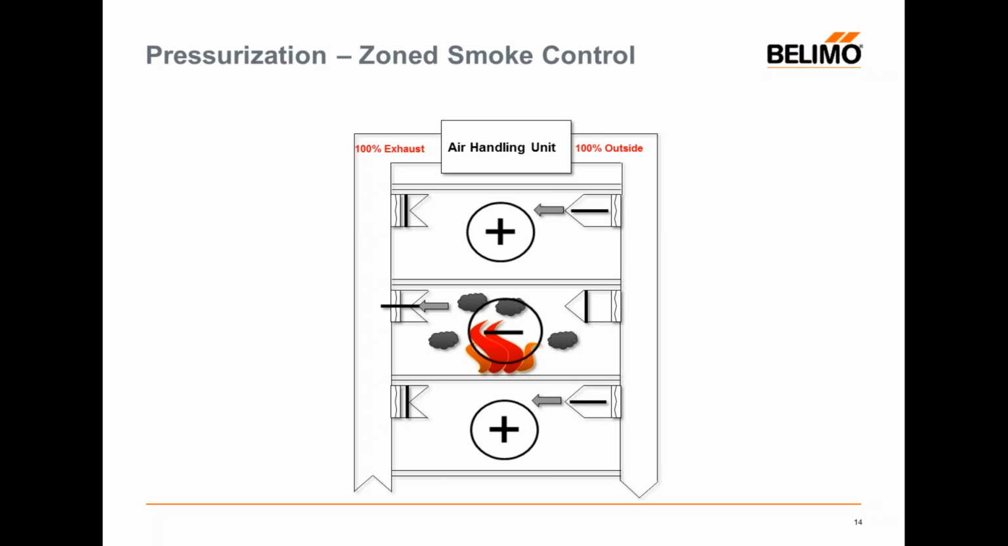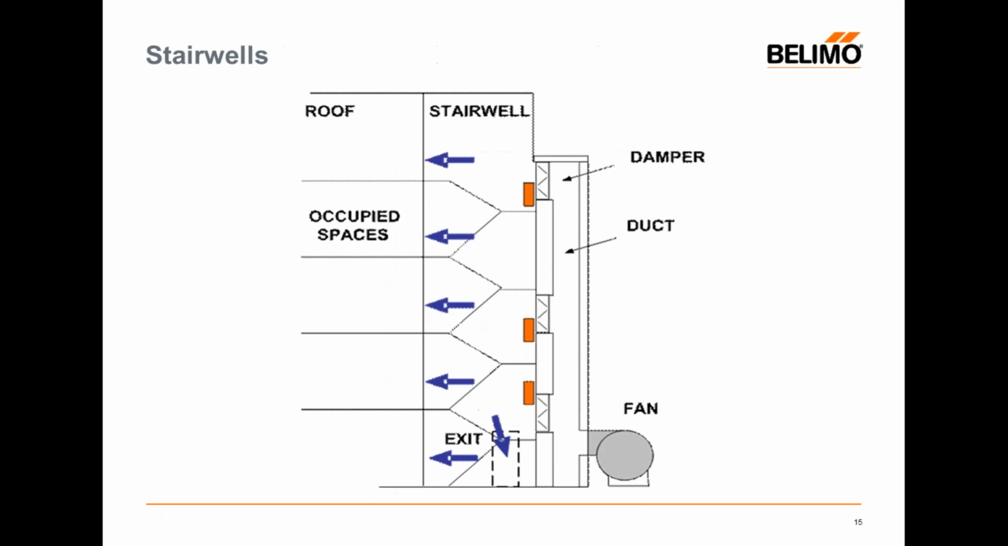The fire alarm space goes negative. The spaces without the fire and smoke go positive, and again, we prevent smoke migration into those areas that are not under a fire alarm condition.